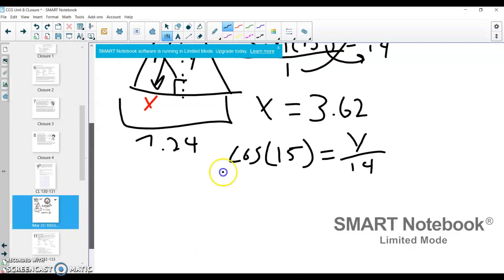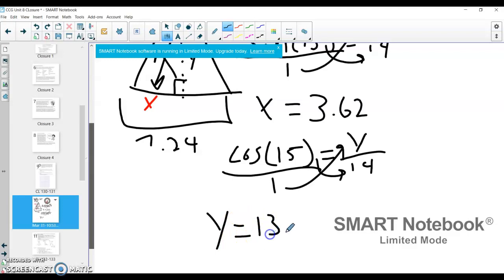Same kind of thing I did before. I put the cosine of 15 over 1. I cross multiply here. 1 times y gives me y. The cosine of 15 times 14 gives me 13.52.